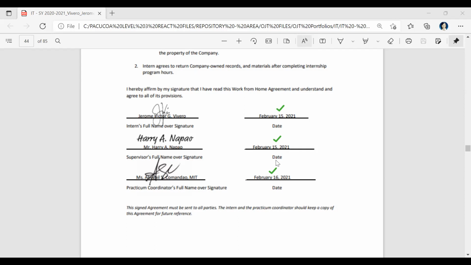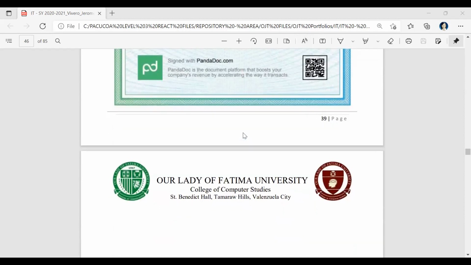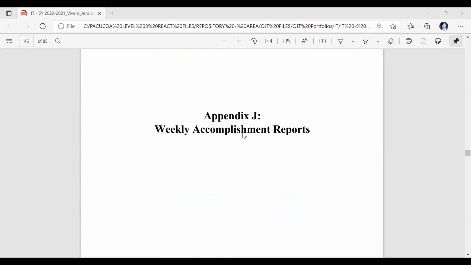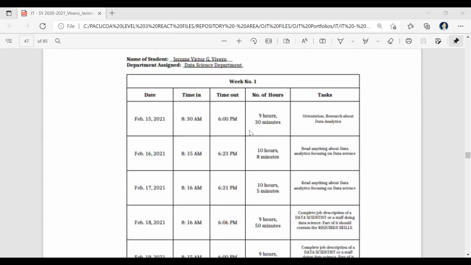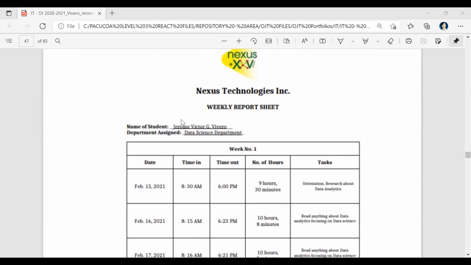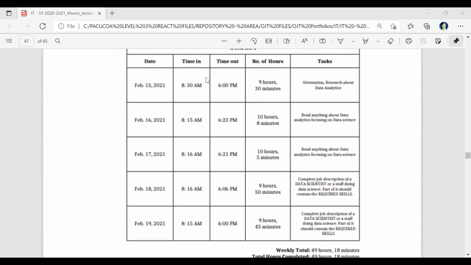And then let's go further. The weekly accomplishment report. So the meat of the matter, you're going to be putting there all the details. So like what I've mentioned in the past, your name, the department where you were assigned, your time in, time out, and the number of hours accumulated per day. And then you also need to supply all the details of your tasks. Okay, so you have to mention it there.